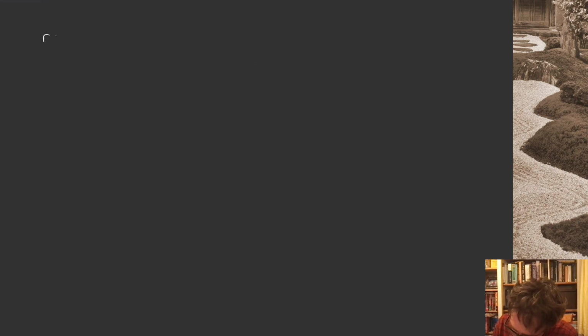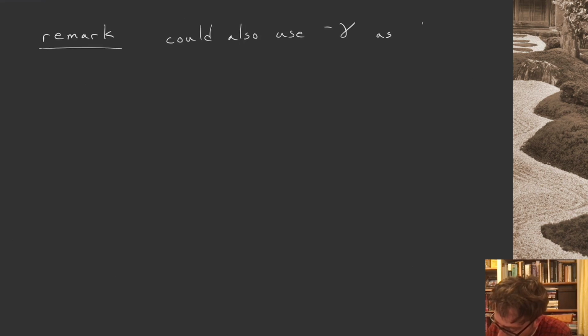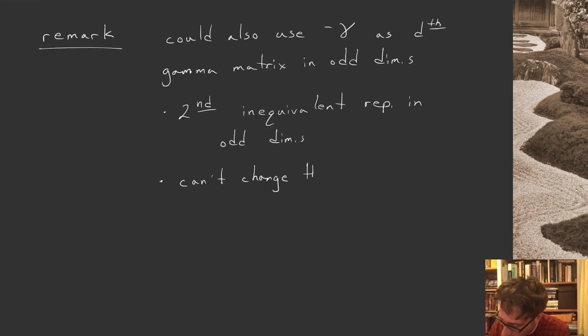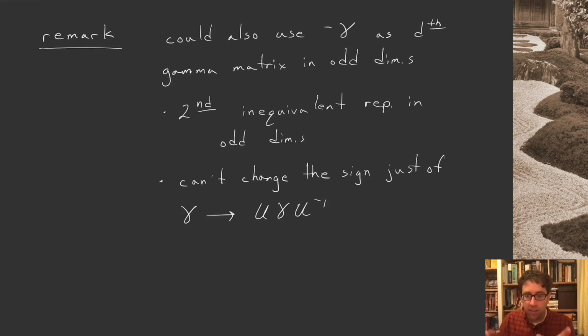I'll just make one last remark in closing, that we could also use minus gamma 5 as the dth gamma matrix in odd dimensions. And this is actually a second inequivalent representation in odd dimensions. If you think about it for a while, you should be able to convince yourself you can't change the sign of just one gamma through a unitary transformation by sending gamma to u gamma u inverse. You can't design a unitary matrix that will just flip the sign of one gamma and keep all the other gamma matrices the same. Okay, so there are some valuable lessons here about representations of the Clifford algebra.